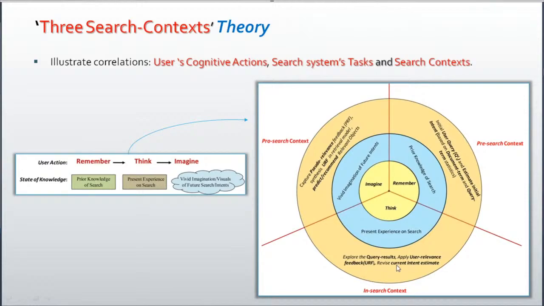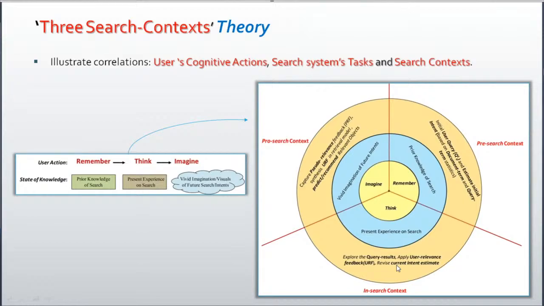At this stage, we review the results, mark some results, and save some results. We are bookmarking some results, tagging, removing, and providing some kind of feedback. During this in-search stage, the user performs a number of behaviors which will be saved by the system for future retrieval.